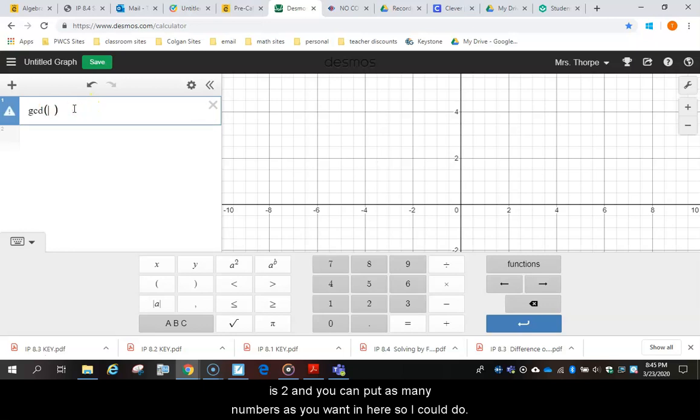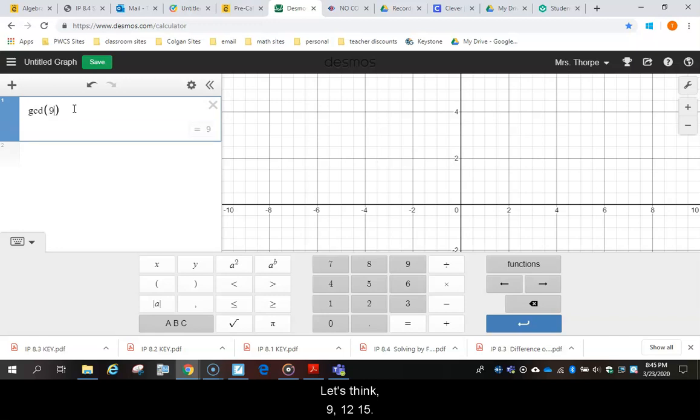So I could do, let's think, 9, 12, 15, 21. And all of these numbers, the greatest common divisor is 3. The highest number you can divide out of each number is 3.